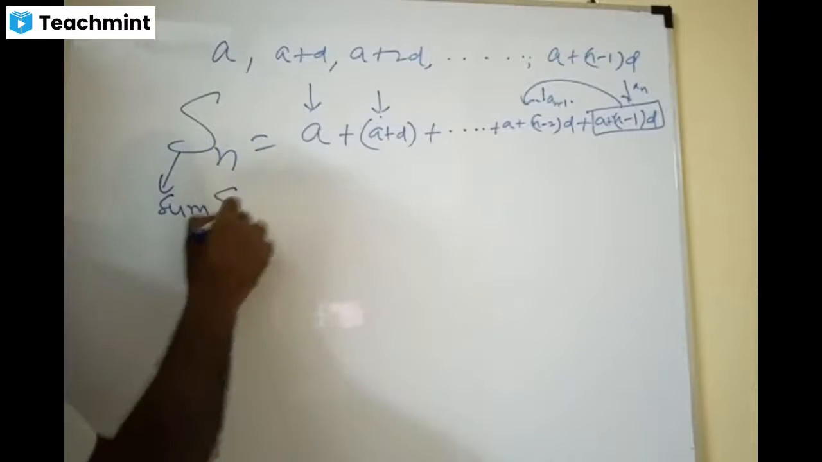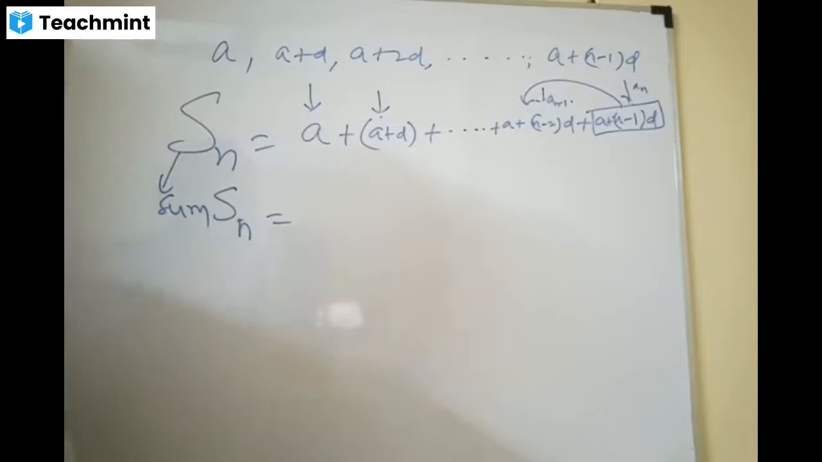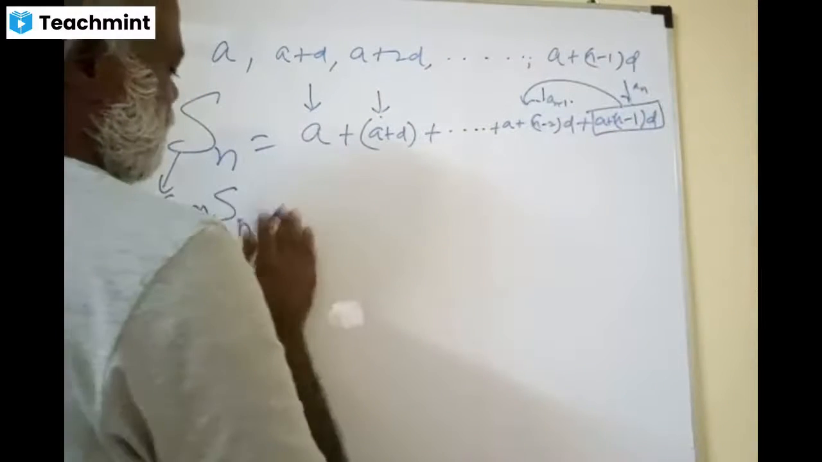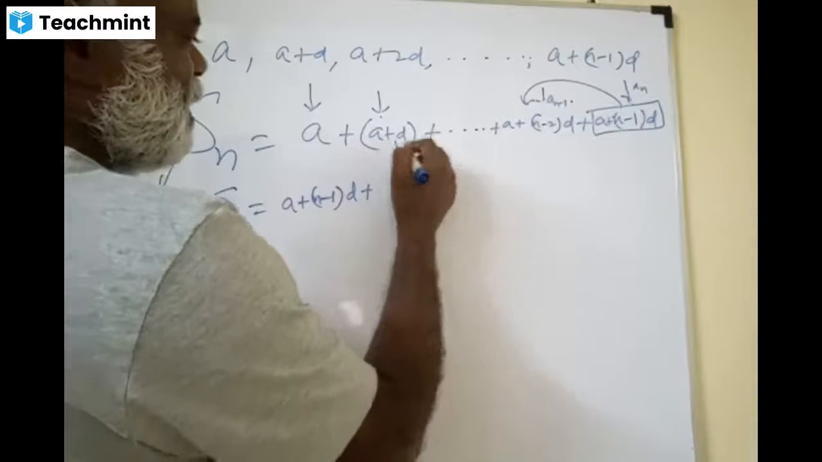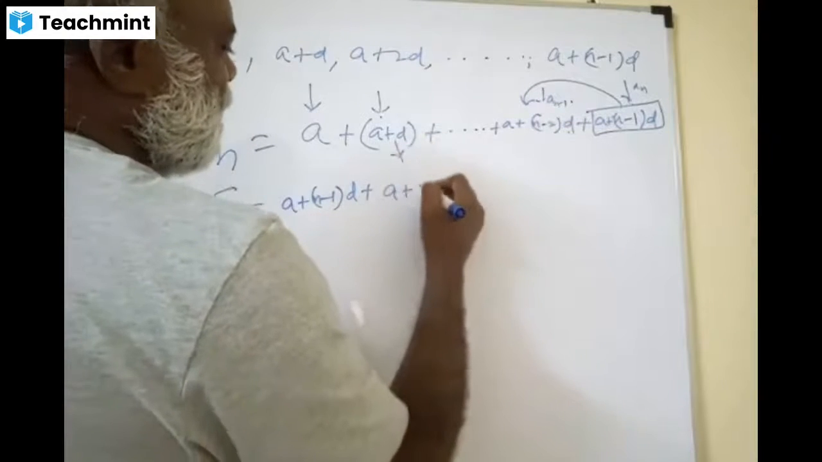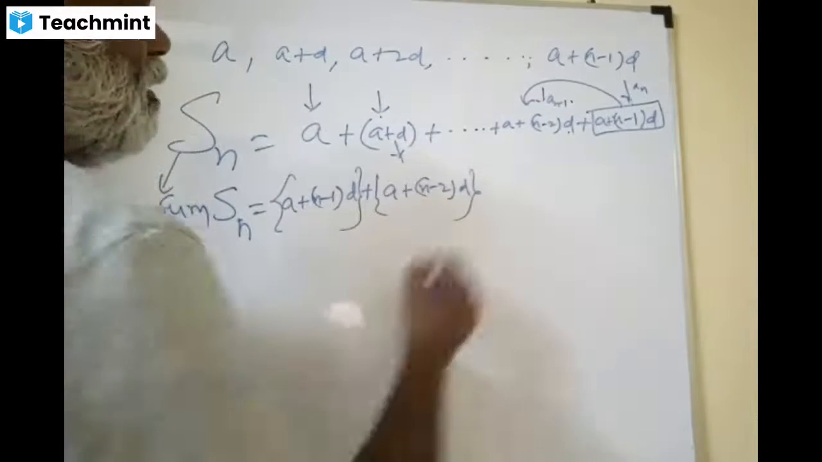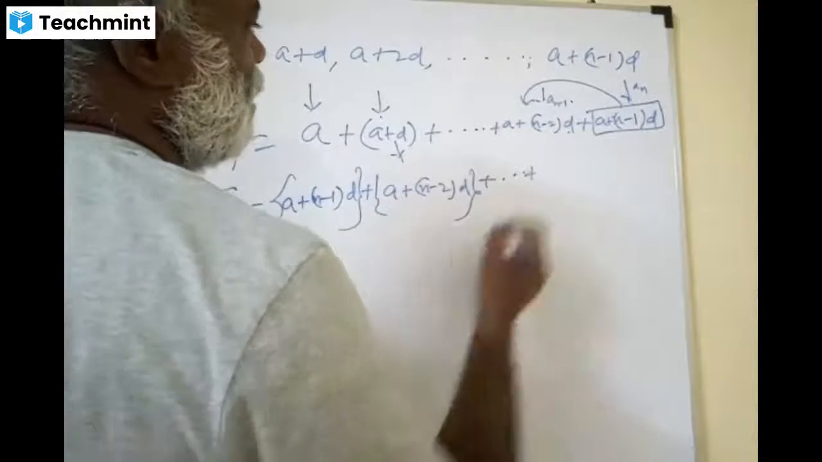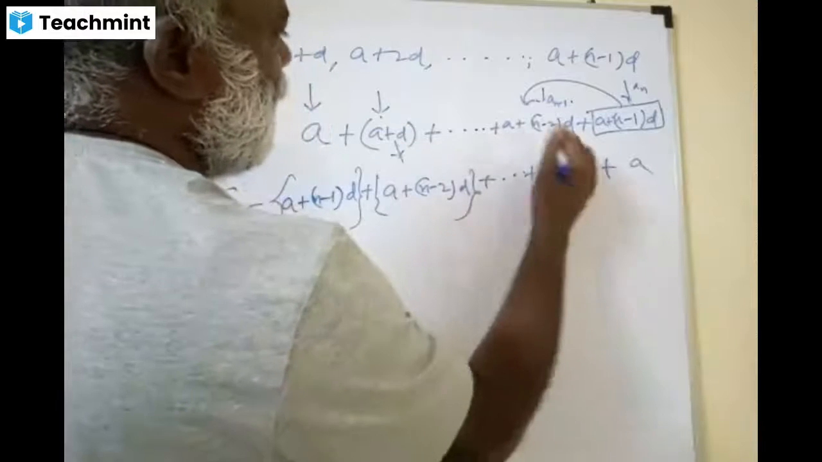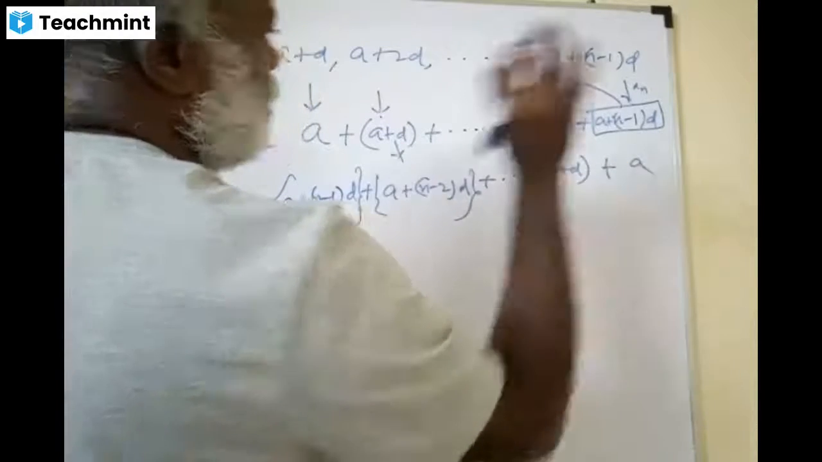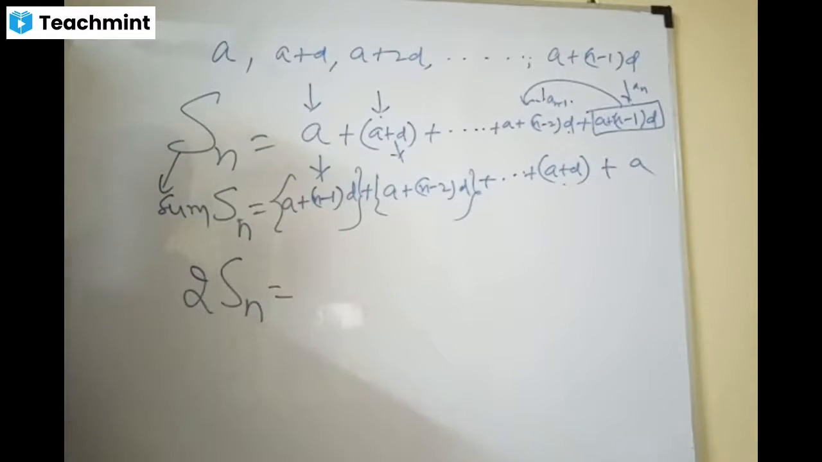So friends, as we have done with the earlier sequence, I will add differently. I will write the last term as my first term: a plus n minus 1 into d. Next I will write a plus n minus 2 into d, plus and so on, up to a plus d, and finally a. You add these corresponding terms, and you get 2Sn here.